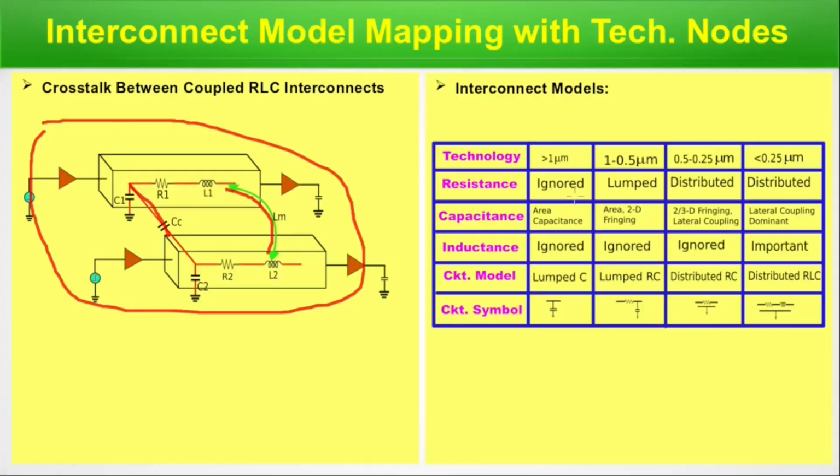And for interconnect models, look, the technology node is moving towards smaller size. Resistance was initially ignored, then lumped, then distributed. And capacitance model consideration is also changing from area capacitance to area and 2D fringing, then 2/3 dimension fringing, then lateral coupling. And now when it's less than 25 micron, lateral coupling is dominant. And inductance, up to this point it was ignored, and now it has become important. And circuit model: lumped C, lumped RC, distributed RC, and distributed RLC. These are the circuit symbols. So we are done with this slide, and let's move to the next slide.